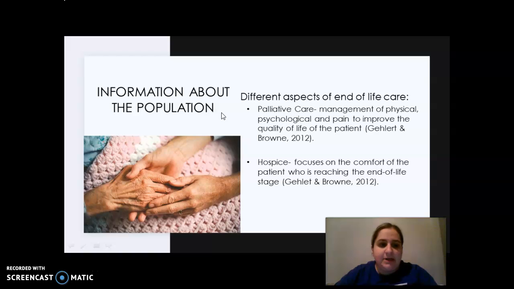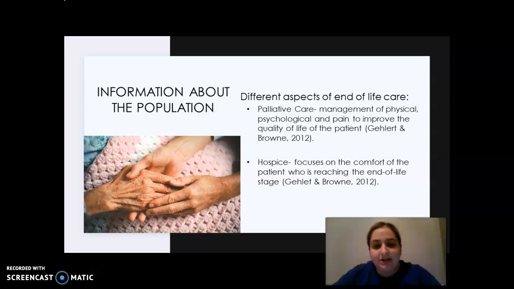So just some information about the population. End-of-life care has different aspects, palliative care and hospice. Palliative care is the management of physical, psychological, and pain to improve the quality of life of the patient. The role of the social worker is to educate the families about the symptoms, pain management, medications, and to help the family make medical decisions.